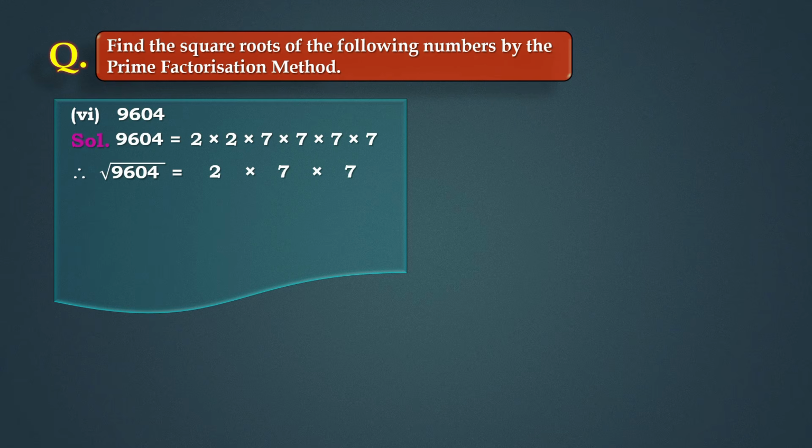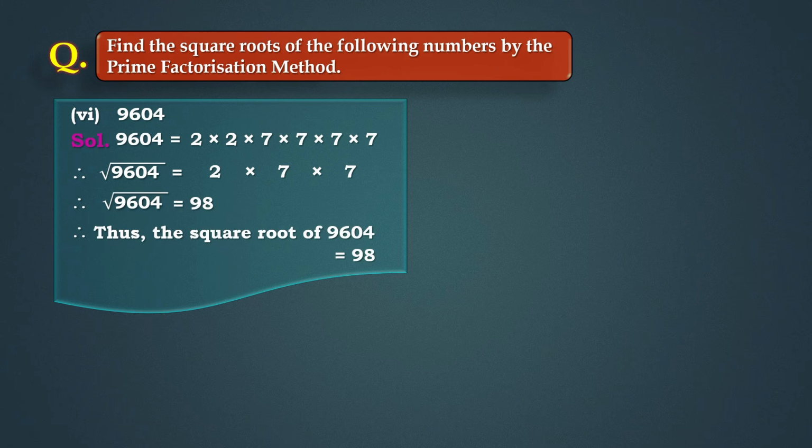Now, multiply step by step. 2 multiplied by 7 is 14. 14 multiplied by 7 is 98. Therefore, the square root of 9604 is 98. Keep practicing such problems to strengthen your understanding and speed.